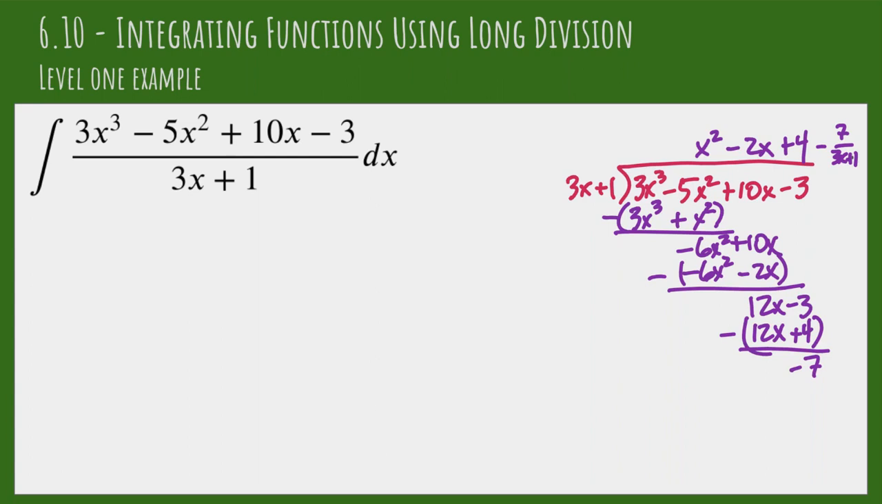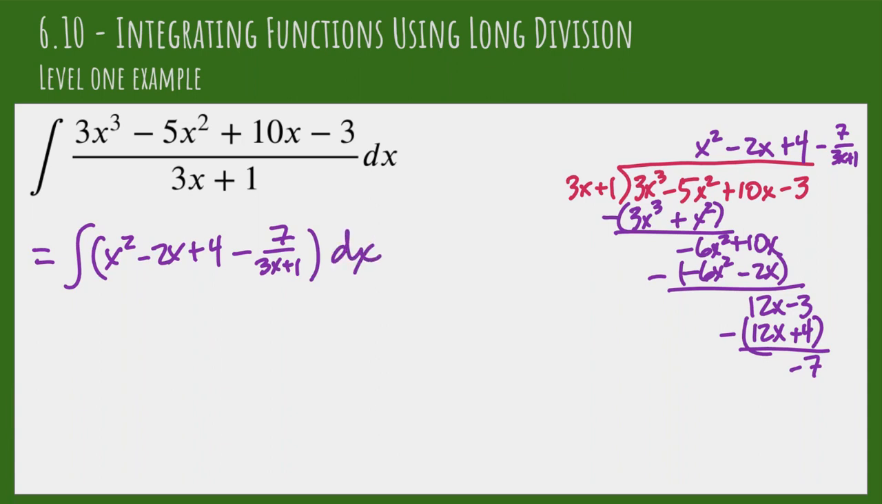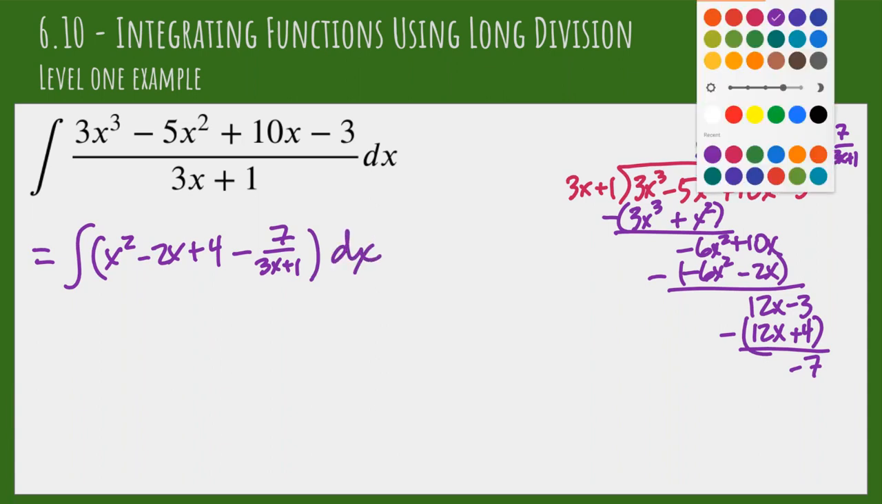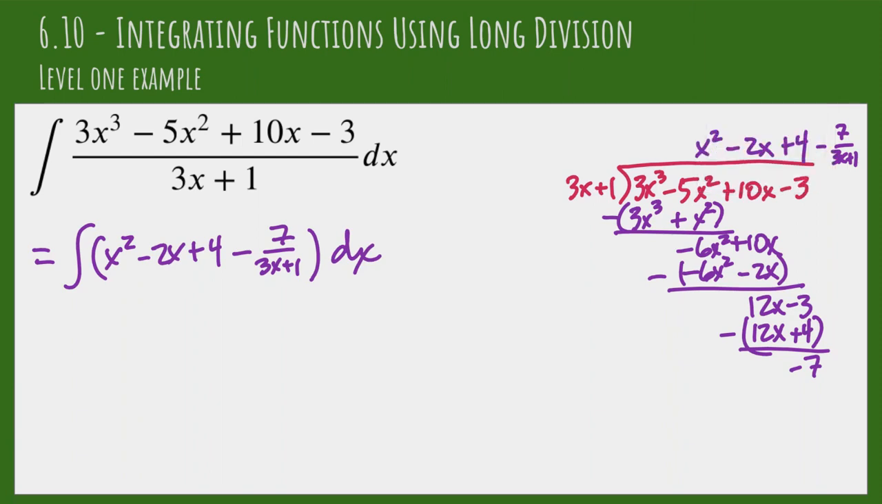So rewriting the expression then, our integrand is going to be x squared minus 2x plus 4 minus 7 over 3x plus 1. We have multiple terms, so we should put that in parentheses. And it's an integral with respect to x. So going term by term here, we're going to get x cubed over 3 minus x squared plus 4x.